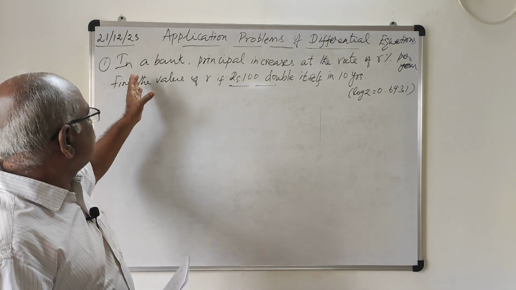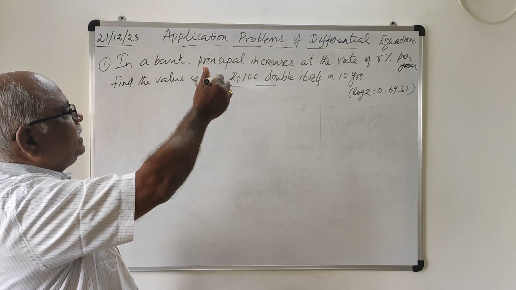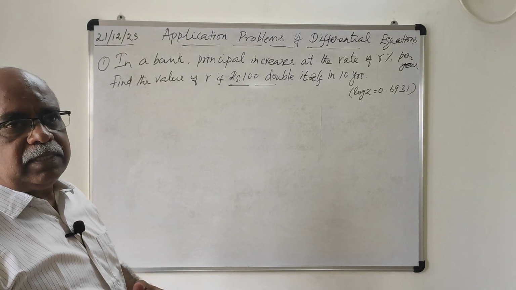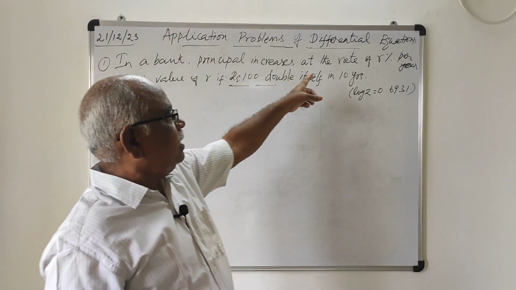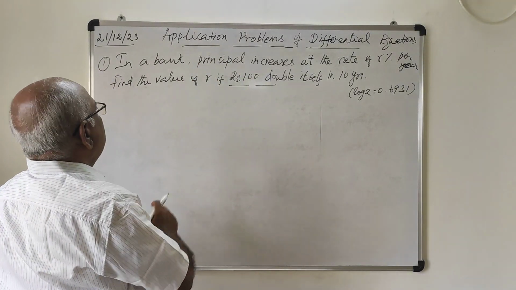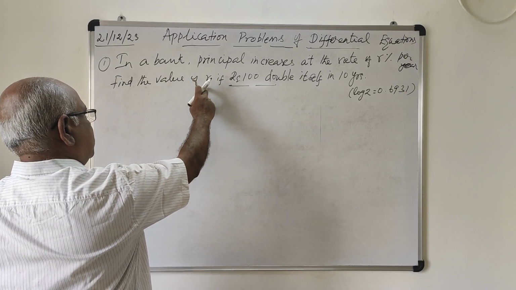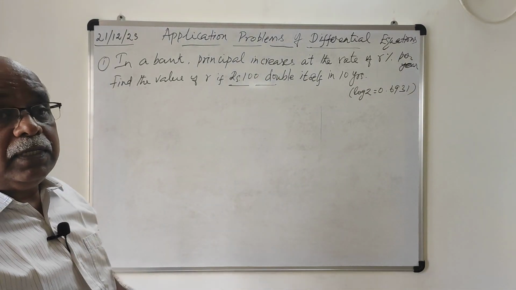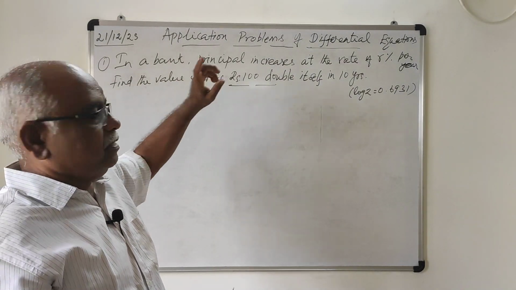For example, consider this problem. In a bank, the principal increases at the rate of R% per year. A person deposits an amount in a bank. That bank gives a rate R% interest per year. Principal increases. Find the value of R, the percentage R, if rupees 100 doubled itself in 10 years. The amount deposited doubled in 10 years. If it is so, what is the rate of interest?